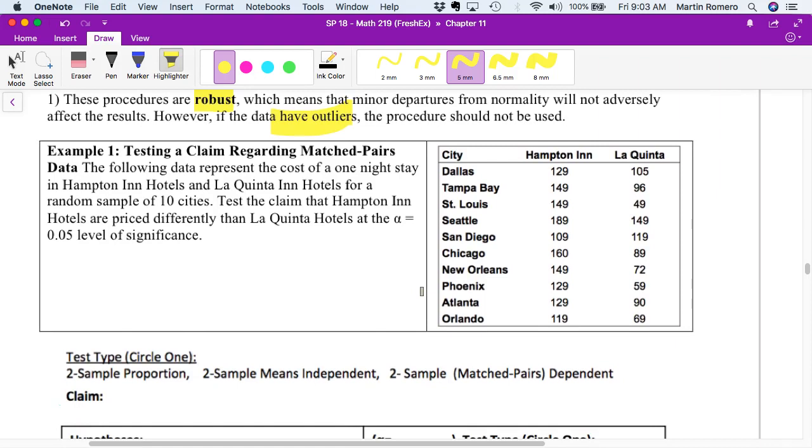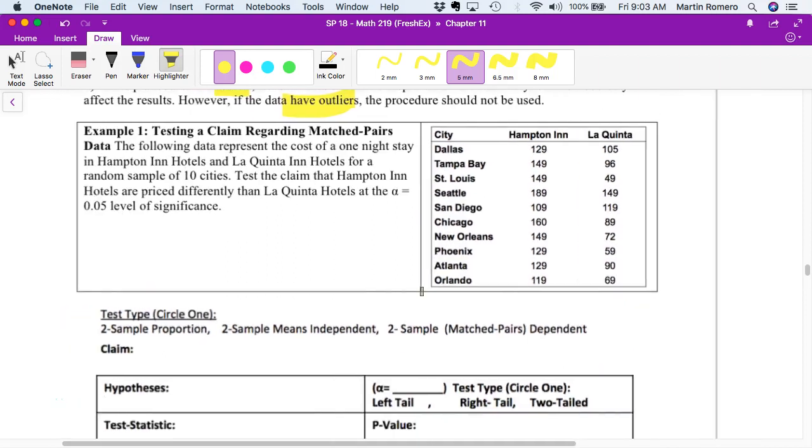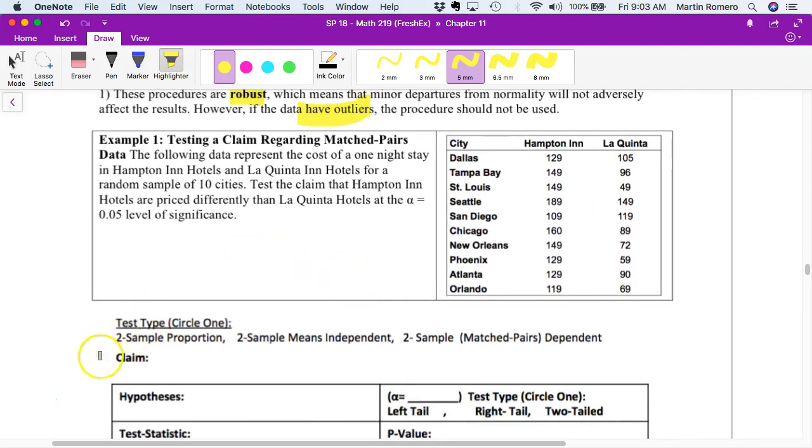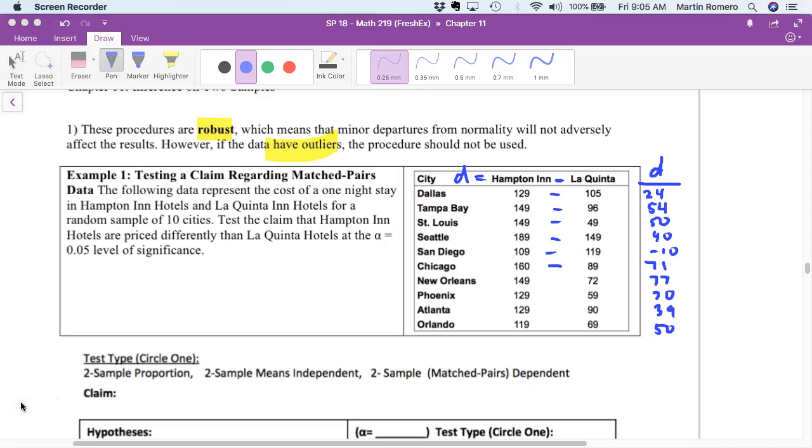So let's go ahead and do the first example to get you an idea of what's happening. Have your note sheet out and go ahead and read that. What we're going to end up doing is comparing 2 hotels in 10 cities, and checking to see if there is a difference in the mean prices, not the average of each of the prices, but between cities. Is there a difference in prices?